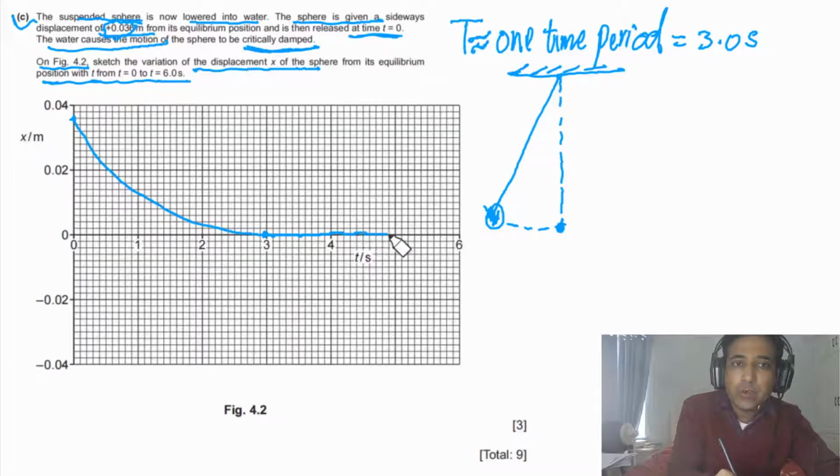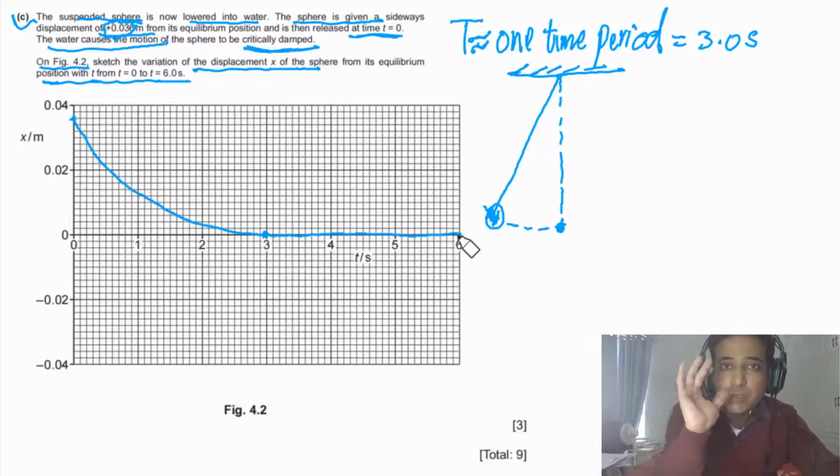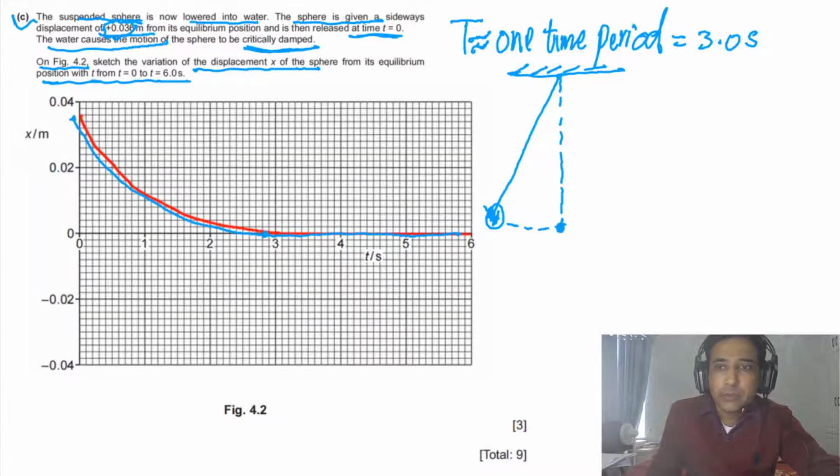Then it has to be a horizontal line until here. So this is how you need to sketch. Let me show you the better one. If you want to look at a better one, this one is a bit better. So this is how you need to sketch. So this is what the question was asking us.